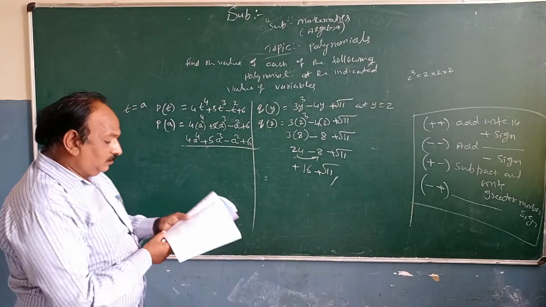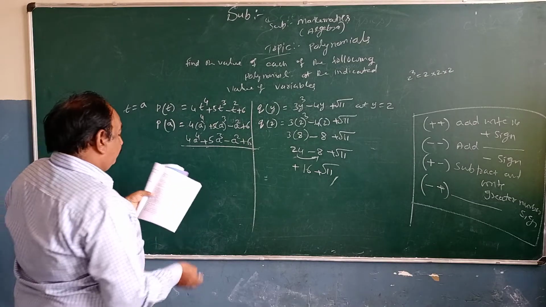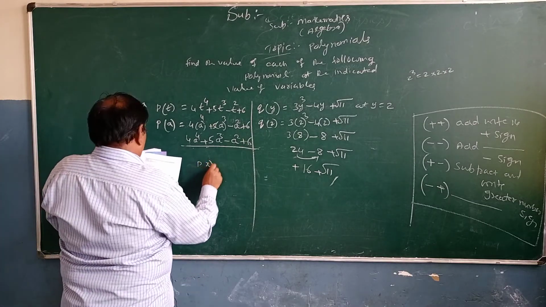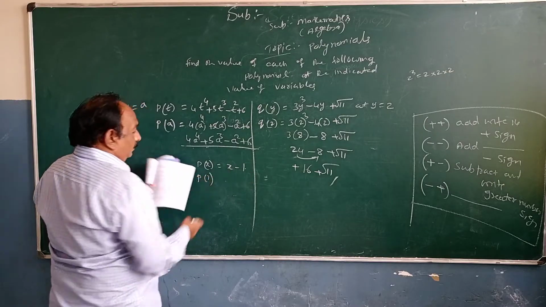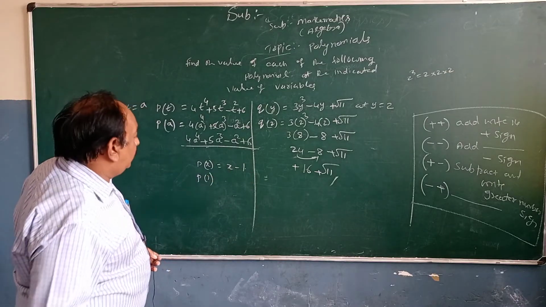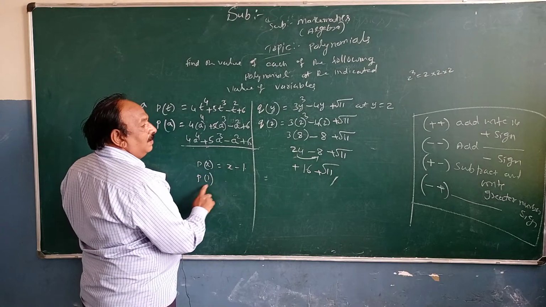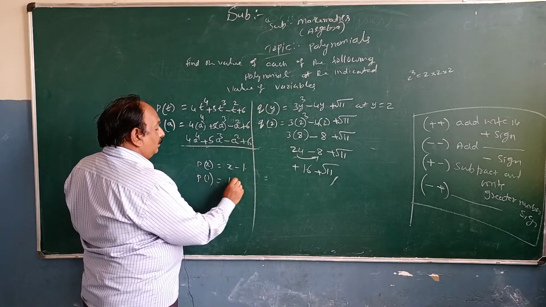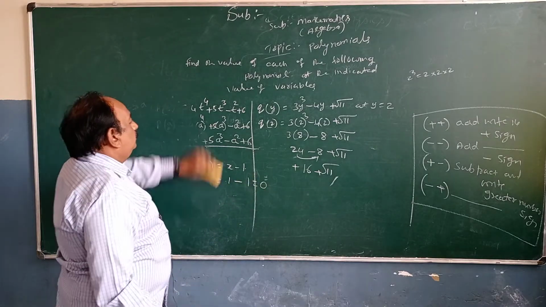Now we will pass on to some more problems based on this. P of x is equal to x minus 1, find P of 1. P of 1 is 1 minus 1, that is equal to 0.